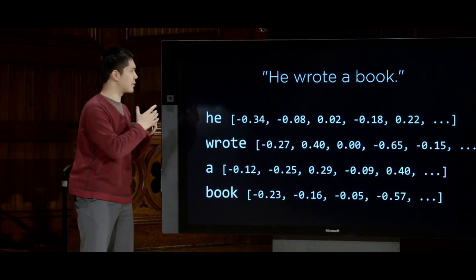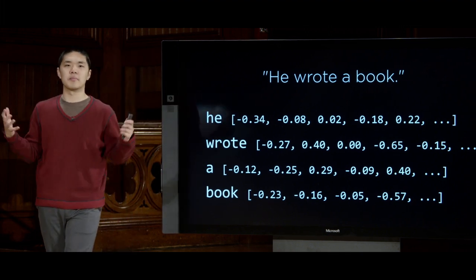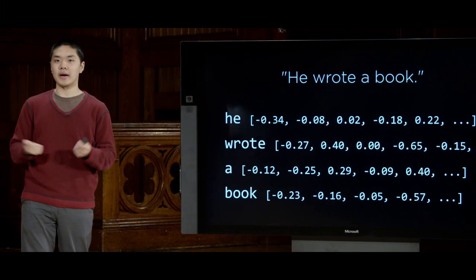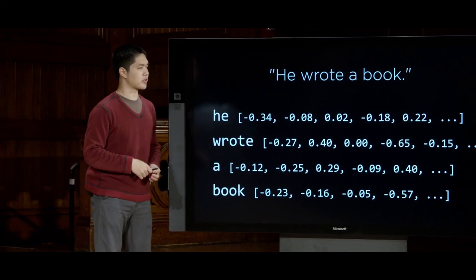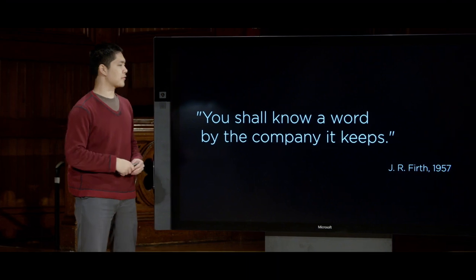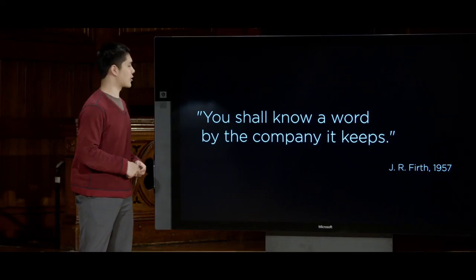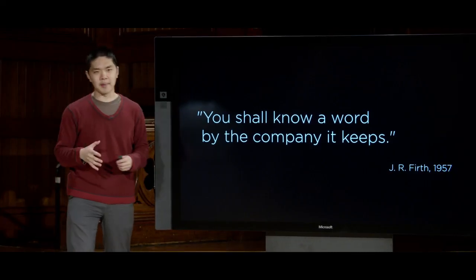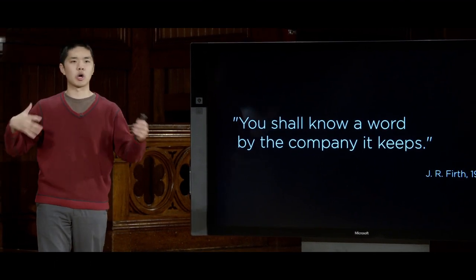But how on earth do we define a word as just like a whole bunch of these sequences of numbers? Like, what does it even mean to talk about the meaning of a word? Well, to answer the question, the famous quote that answers this question is from a British linguist in the 1950s, J.R. Firth, who said, "You shall know a word by the company it keeps." You shall know a word by the company it keeps. And what we mean by that is the idea that we can define a word in terms of the words that show up around it.